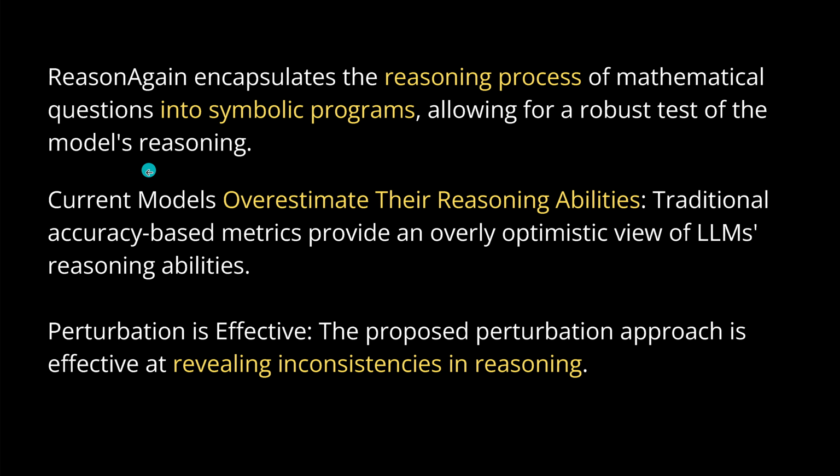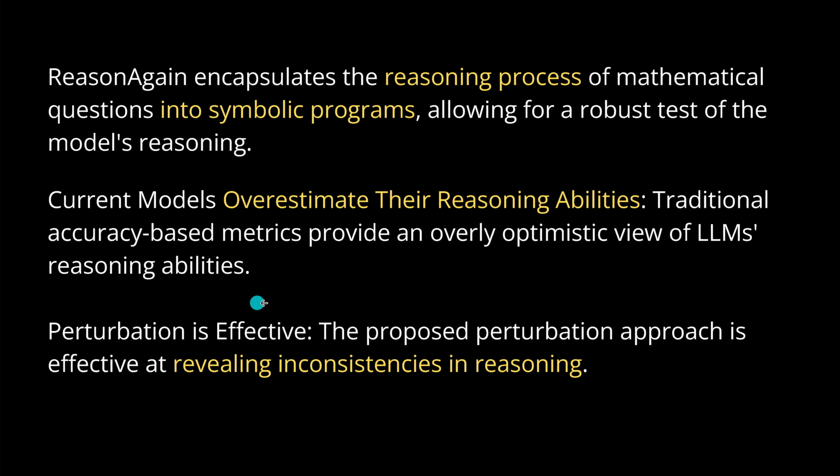They find that all current LLMs and VLMs overestimate the reasoning abilities, because they let it run, and hey, one time you got the right answer. Yeah, 100% performance. Isn't this beautiful? So you understand, traditional accuracy-based metrics provide a really overly optimistic view of the LLM's reasoning abilities across all the different models that you can find. So watch out for marketing performance data.